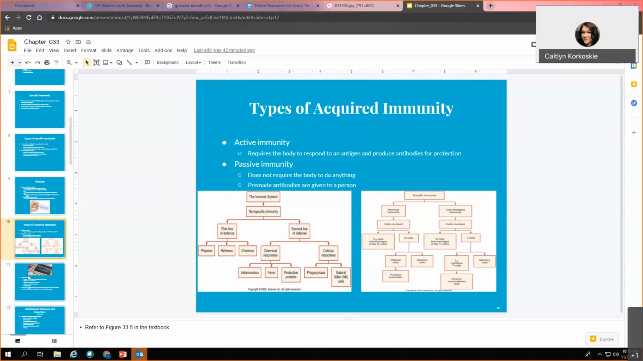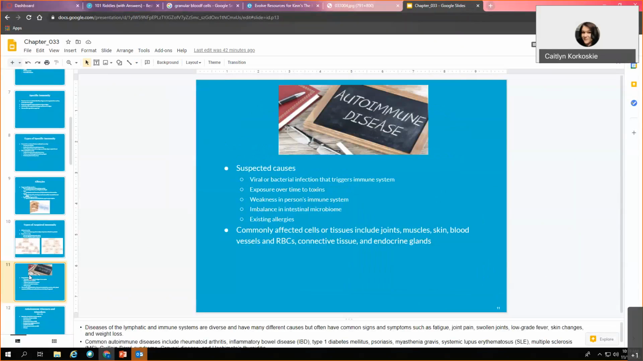Okay, gotcha. Good. So I wanted to go over autoimmune diseases and allergies, the different types of testing that we do as well, and then go over some symptoms. Some autoimmune diseases can be caused by a viral or bacterial infection that then triggers an autoimmune response. Sometimes it's overexposure to toxins, weakness in a person's immune system, or imbalance in intestinal microbiomes.